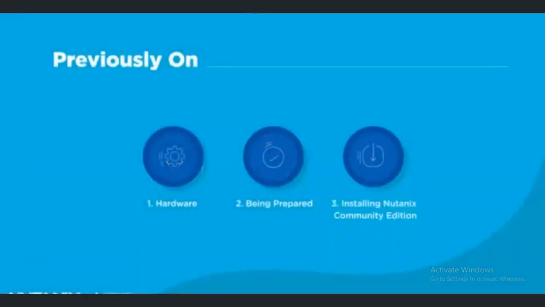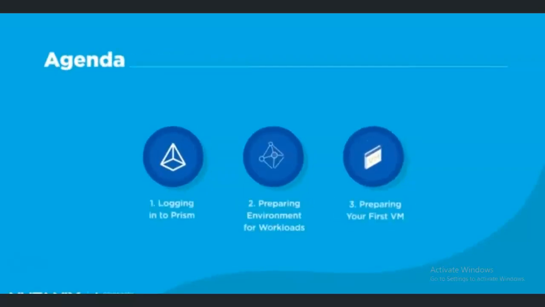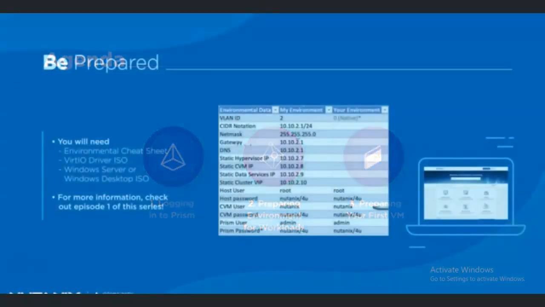In our last episode, we installed a single node Nutanix Community Edition cluster on a Scully MyGen 6 Intel NUC. In this episode, we are going to log into the Prism Element UI, prepare the environment for workloads, and build our very first virtual machine.